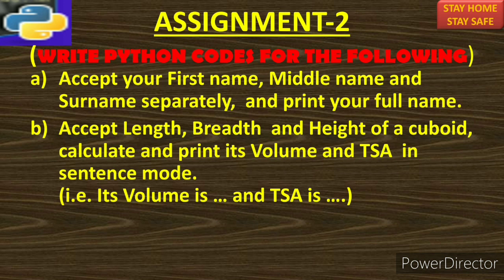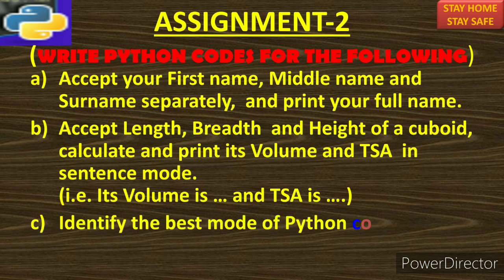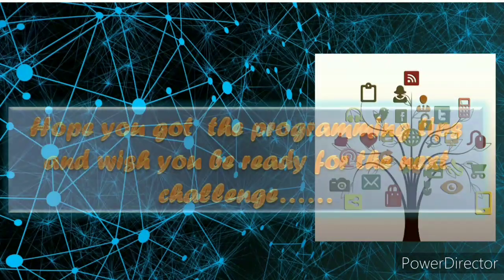That means you must have seen the way I've written the output of the area of a circle. Certain values are coming from the variables, certain values are being printed as text. That is to be followed properly. And identify the best mode of Python coding and justify it. Whatever you think is most comfortable for writing a computer program, you have to identify it. Very simple one, and if you have gone through it, you can understand it.